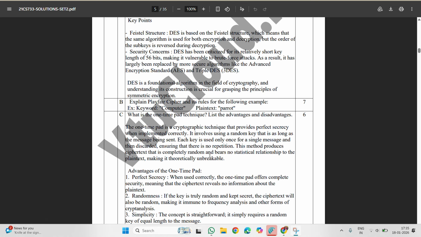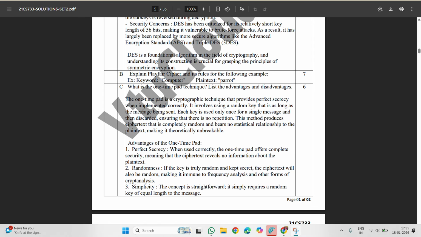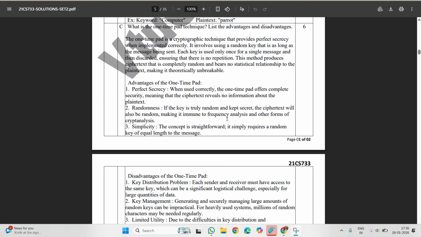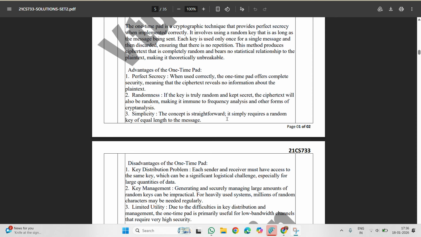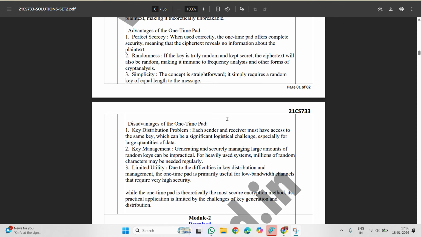Coming to question number 2C, what is one-time pad technique? List the advantages and disadvantages. Firstly, you have to define what the one-time pad technique is and why it is used. After that, list the advantages and disadvantages of the one-time pad technique. The advantages are perfect secrecy, randomness, simplicity. The disadvantages of one-time pad are key distribution problem, key management, limited utility.